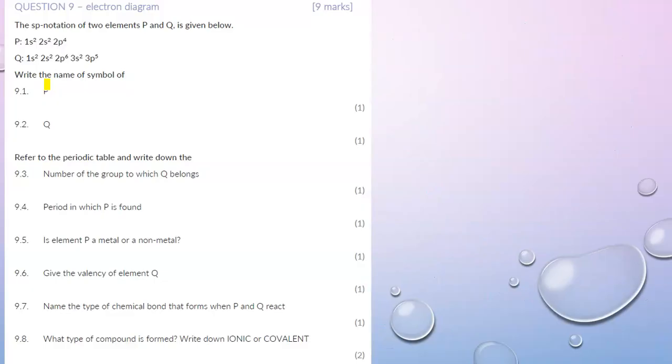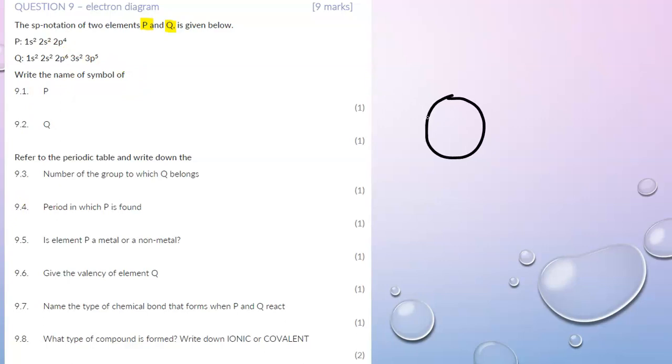Now question 9 I like a lot because it makes doubly sure that you actually understand what's going on here. Now I hope by this point in the video you have noticed that although it is a lot of different pieces of information, they do sort of form a whole. Okay, so we have an SP notation of 2 elements, P and Q, and they are given there. And then they ask us a couple of questions. Now before I'm going to worry about the questions, I'm going to redraw it. Now, if you prefer redrawing it, that is awesome.